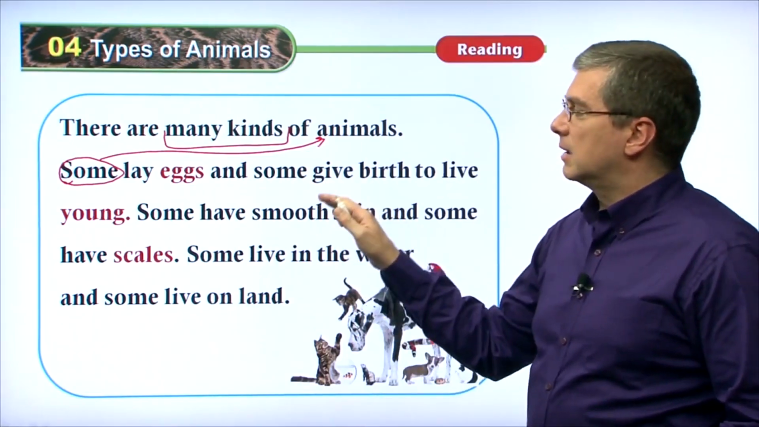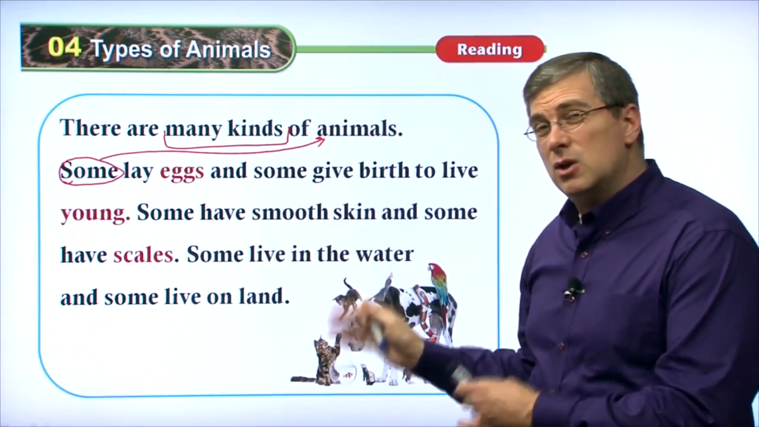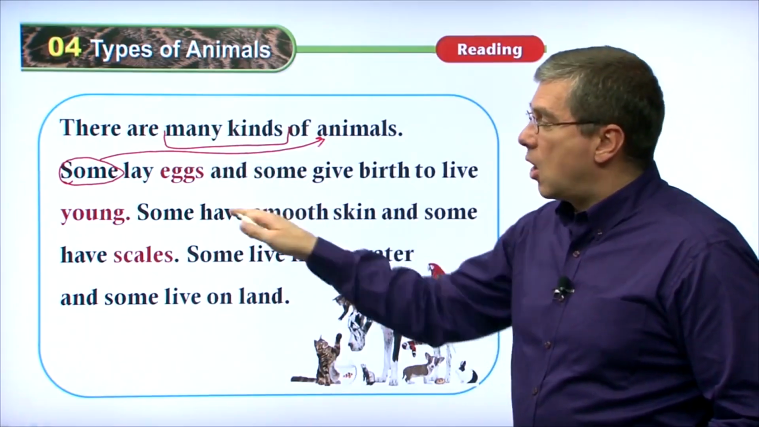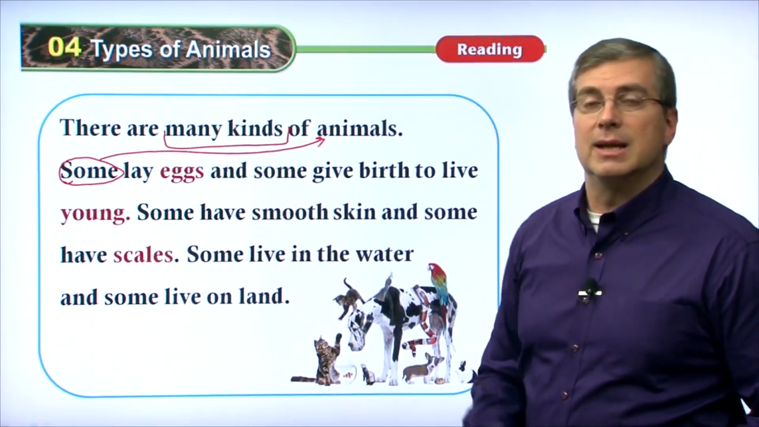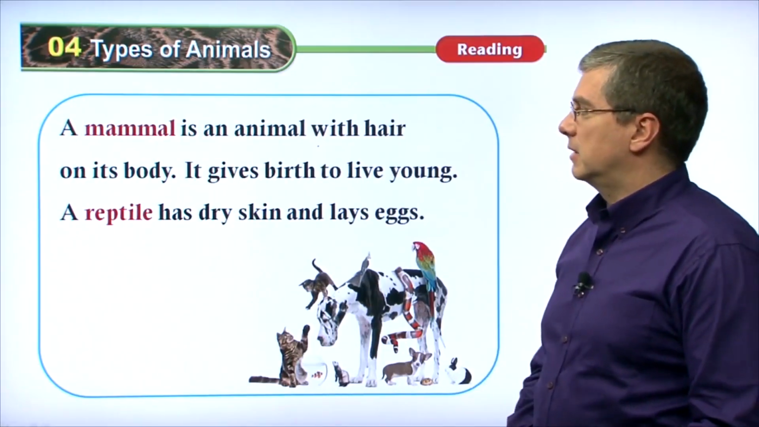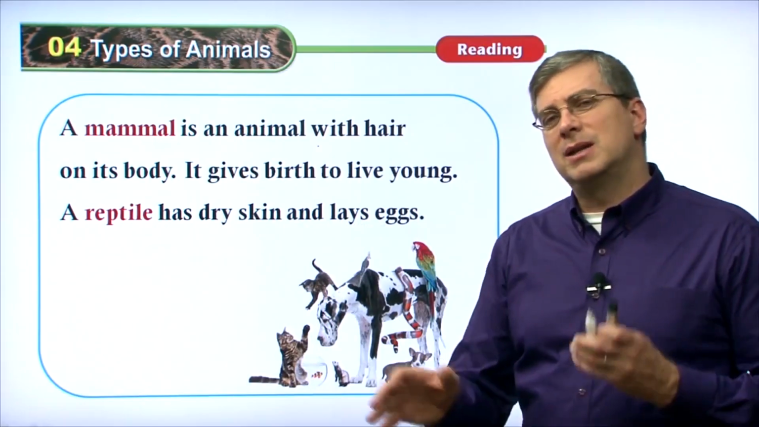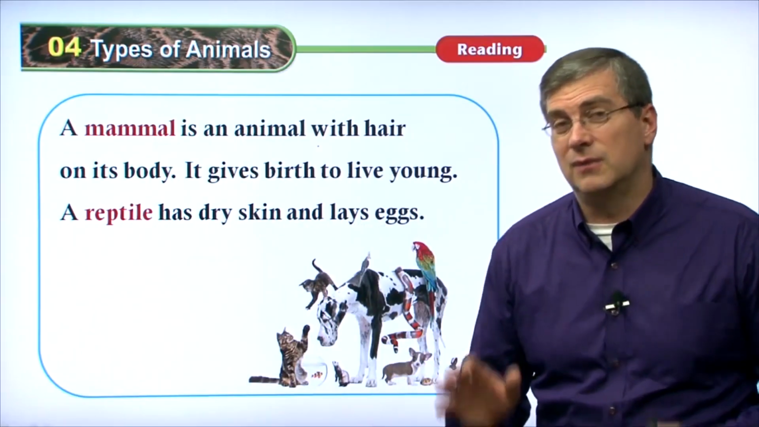These sentences are organized all the same way. And that's very good writing, by the way. They all follow the same pattern, and that's important. That's good. It helps us understand. Let's move on into the reading. We're going to talk about different types. So we talked about the different characteristics of different animals.